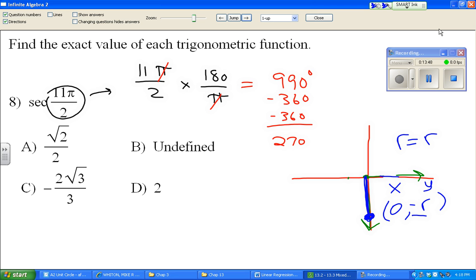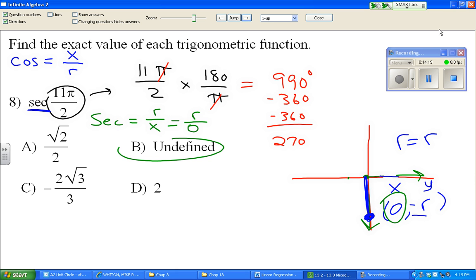So now we can set up, what is secant? Which ones does that use? I think of secant as being the reciprocal of cosine, and I know that cosine uses the adjacent x over the hypotenuse r. So secant must be the reciprocal here, r over x. For our problem, r is just r, x in this case is actually 0, so when you have r over 0, you end up with an undefined expression. The secant down there is going to be undefined.